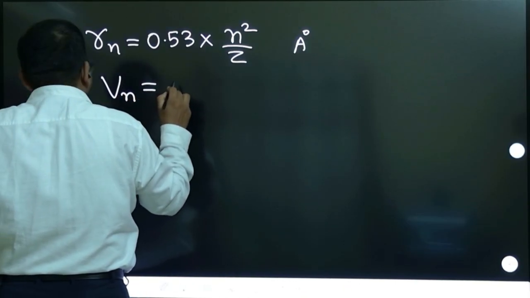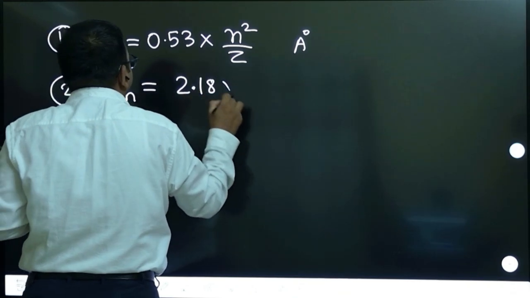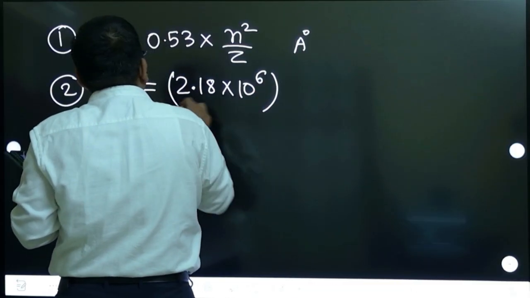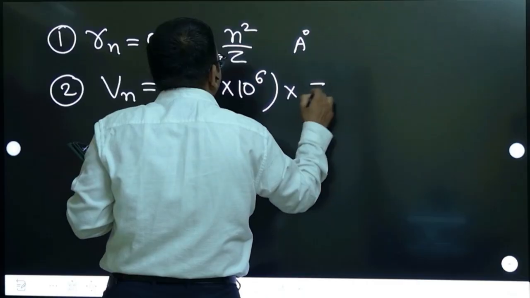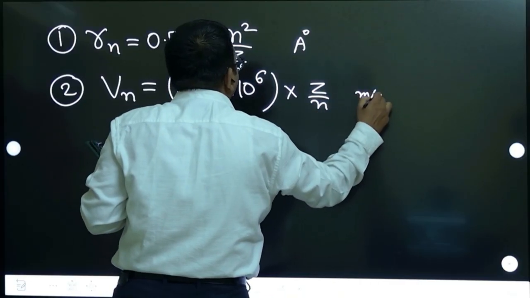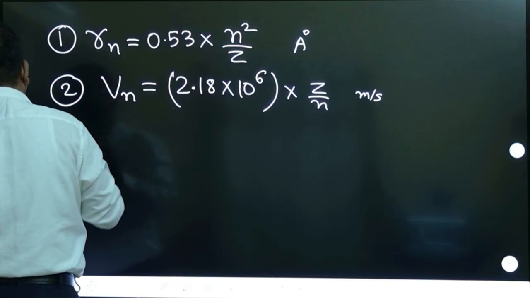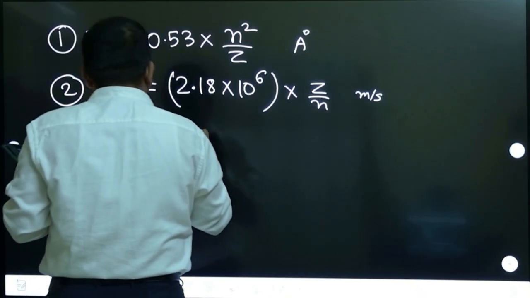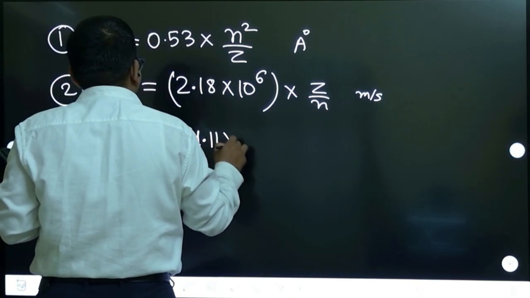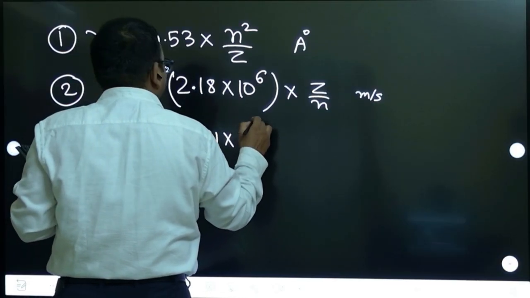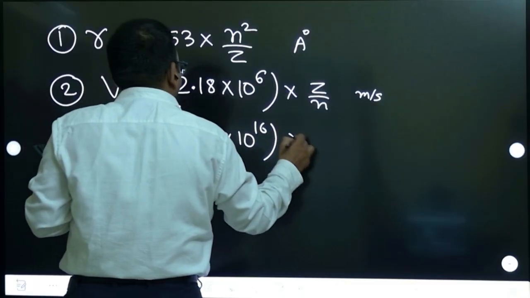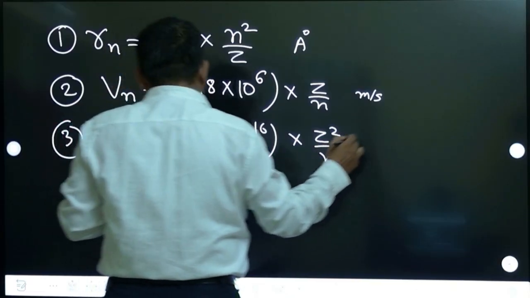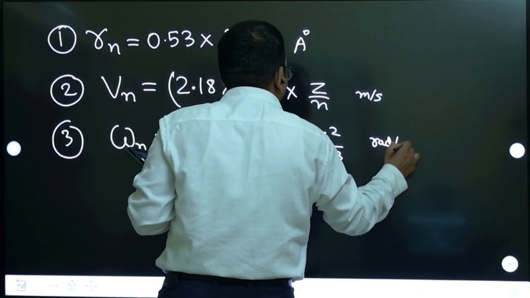Velocity in the nth orbit is 2.18 into 10 to the power 6, this factor multiplied with Z by n, meter per second, of course. Next, angular velocity in nth orbit is nearly 4.11 into 10 to the power 16 into Z square by n cube. Radian per second, that's the unit.